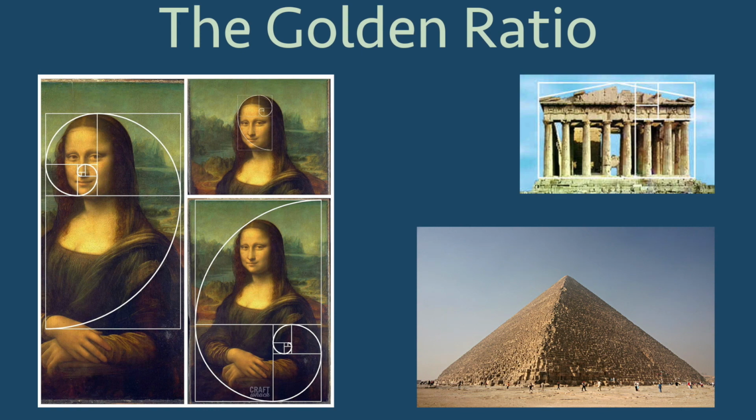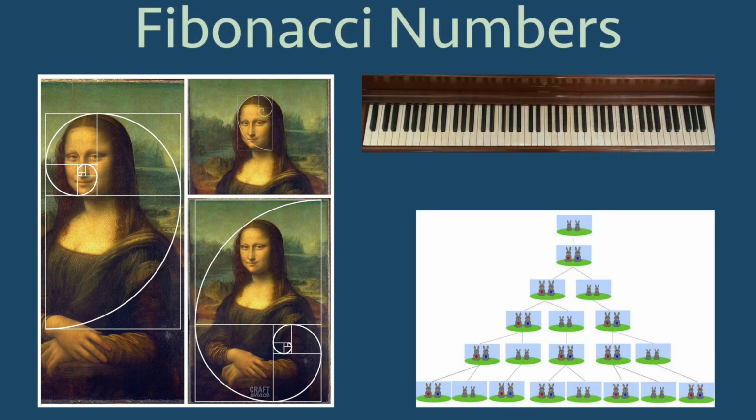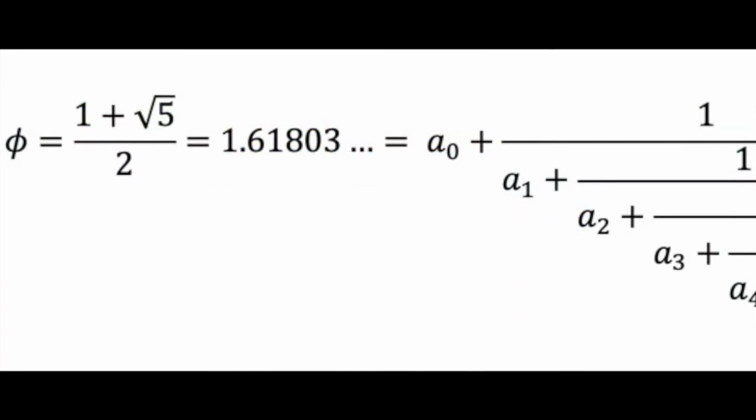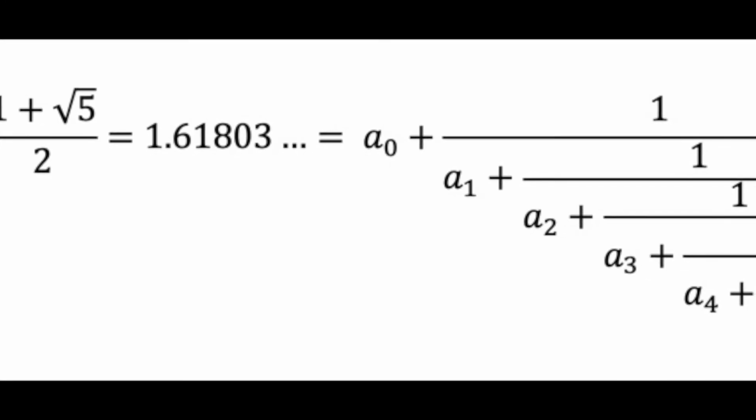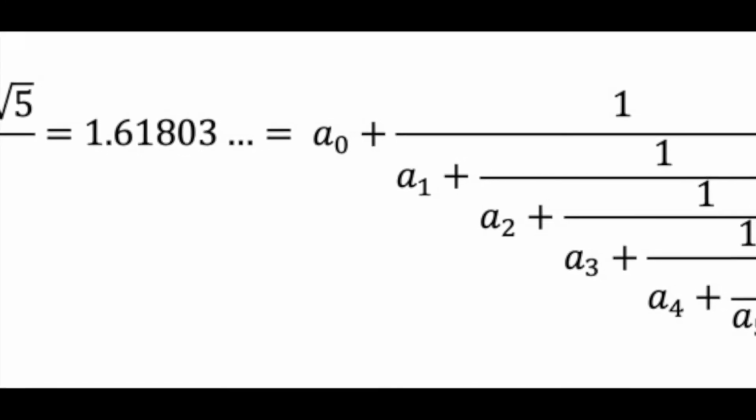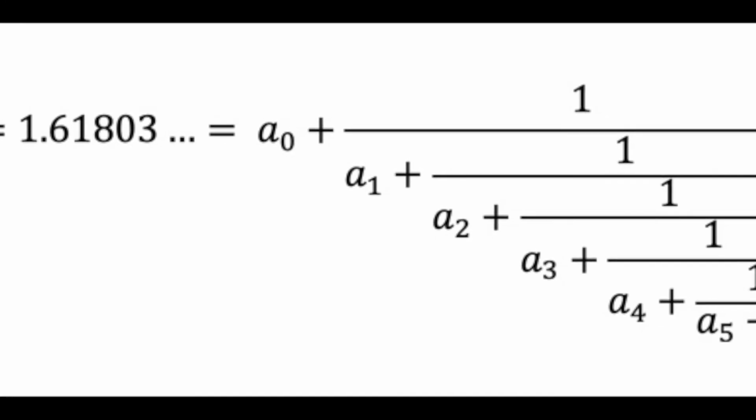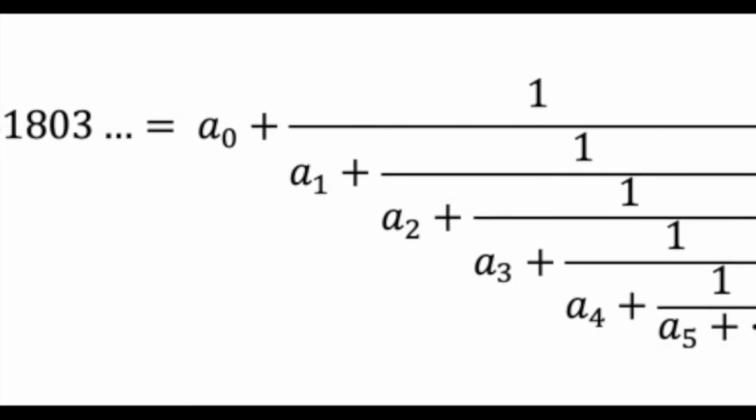Previously, we discovered the golden ratio and its appearance in nature and art. Now let's see how it relates to the Fibonacci sequence. First, we will find a continued fraction for phi, equal to (1 plus the square root of 5) divided by 2, equal to 1.61803, etc. A continued fraction is a unique way to write a decimal in fraction form.